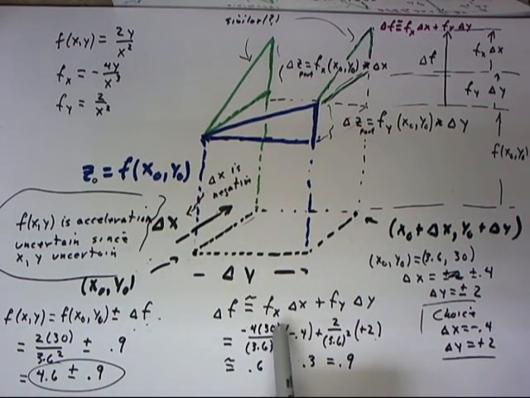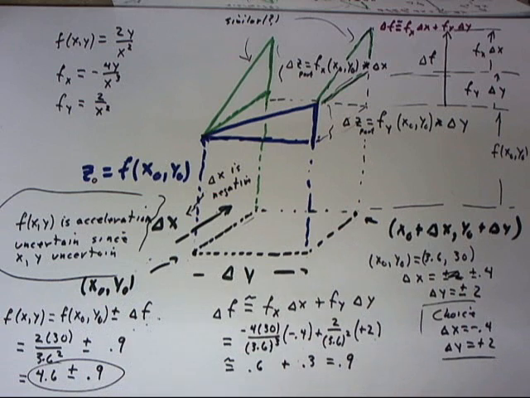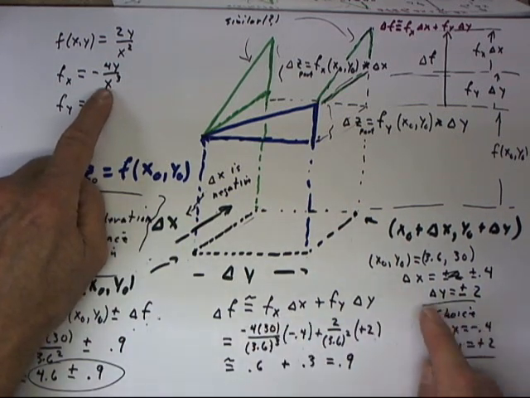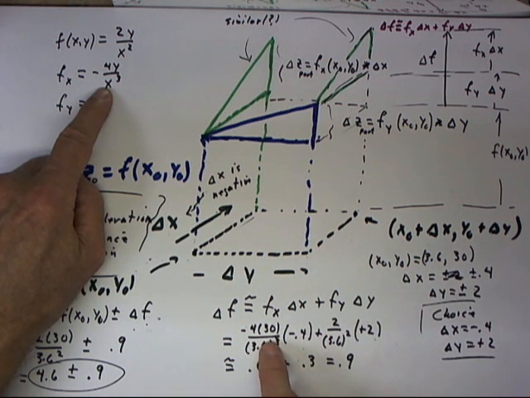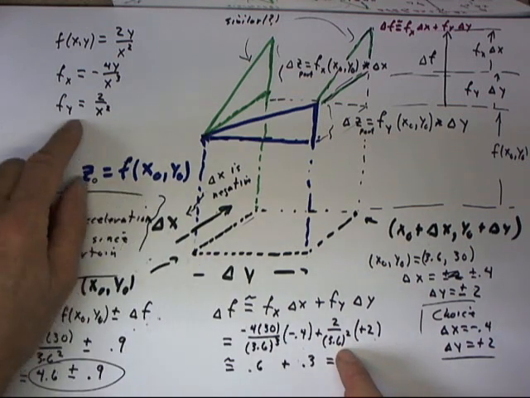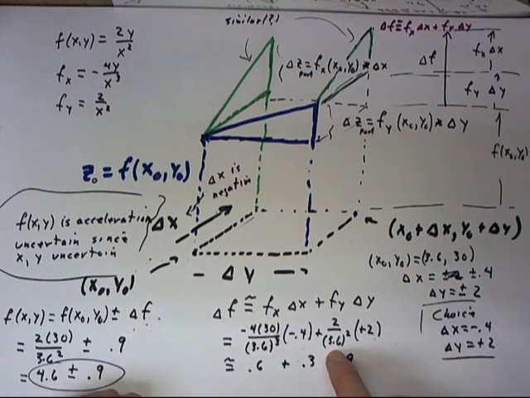The delta f is approximately equal to fx delta x plus fy delta y, and this is a straightforward calculation, so I'm just going to point. All we've done here is we've taken the expression for fx and plugged in the values of x naught and y naught. And we obtain this expression and our value of delta x, which is negative 0.4. And we've done the same thing for our fy. Fy is 2 over x squared, so we're going to get 2 over 3.6 squared times delta y, which is plus 2.